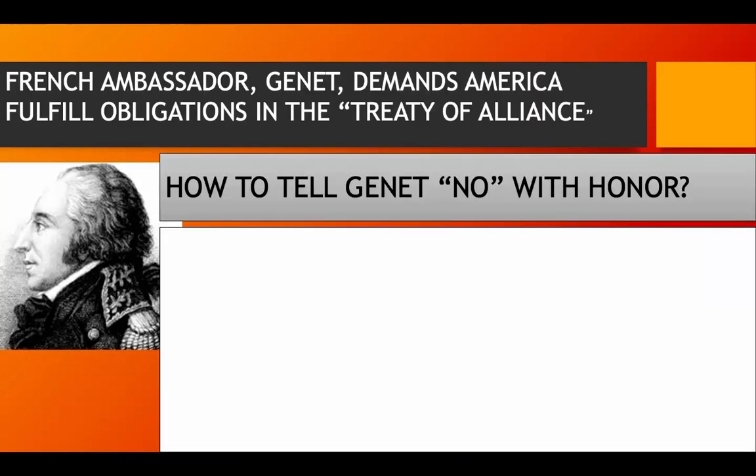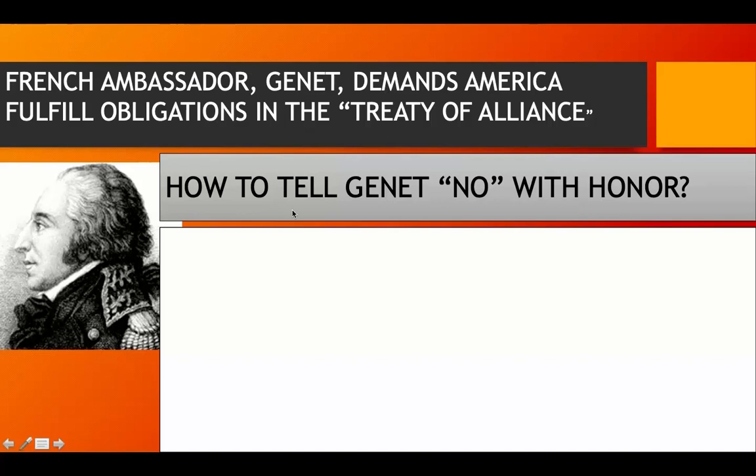And now we're at a point where France is asking, okay? And the French ambassador sent by the revolutionary government is a guy named Genet. And Edmond Genet, also known as Citizen Genet, is going to show up in Washington, D.C., that's being built at this time, and he's going to demand that America fulfills its obligations in this Treaty of Alliance.